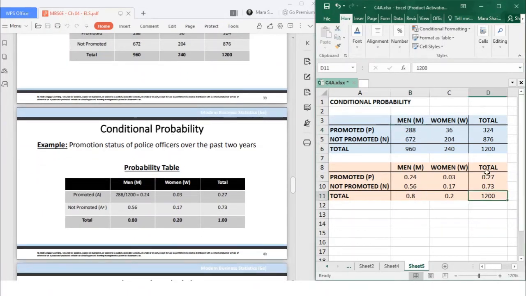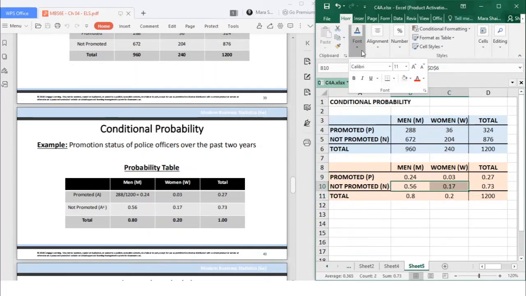Oops. I forgot to change this. Wait a moment. Oops. There is distortion.